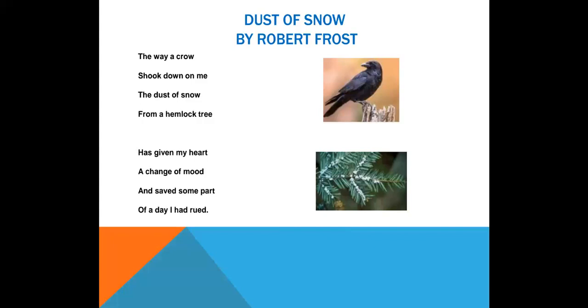Heart means, as you know, all the feelings that we feel, maybe it is sorrow, maybe it is happiness, maybe it is something else. We always feel it through the heart. So he is saying that this small gesture of nature has given me a change of mood, and I could save some part. Save some part means save some part of the day, because I was spending my day in regret. Now that incident has saved some part of my day, and I'm not going to spend the rest of my day in sorrow. Now I would be spending my day with happiness.